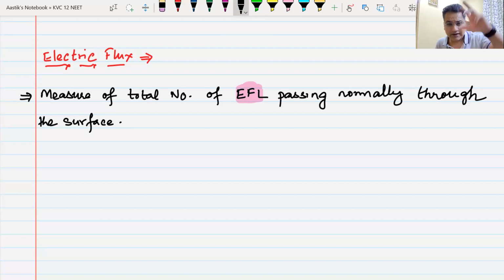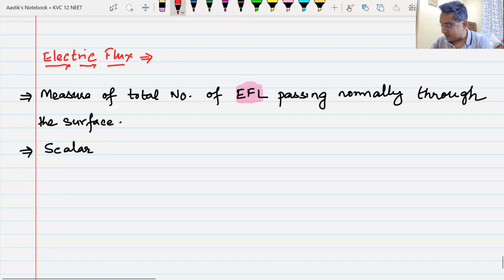How many electric field lines are passing through the surface? Normally, perpendicularly. That number is known as the electric flux. Do we understand this? Yes, sir. What type of quantity is electric flux? It is a scalar quantity. Electric flux is a scalar quantity. And this electric flux is denoted by the letter phi, the Greek letter phi.